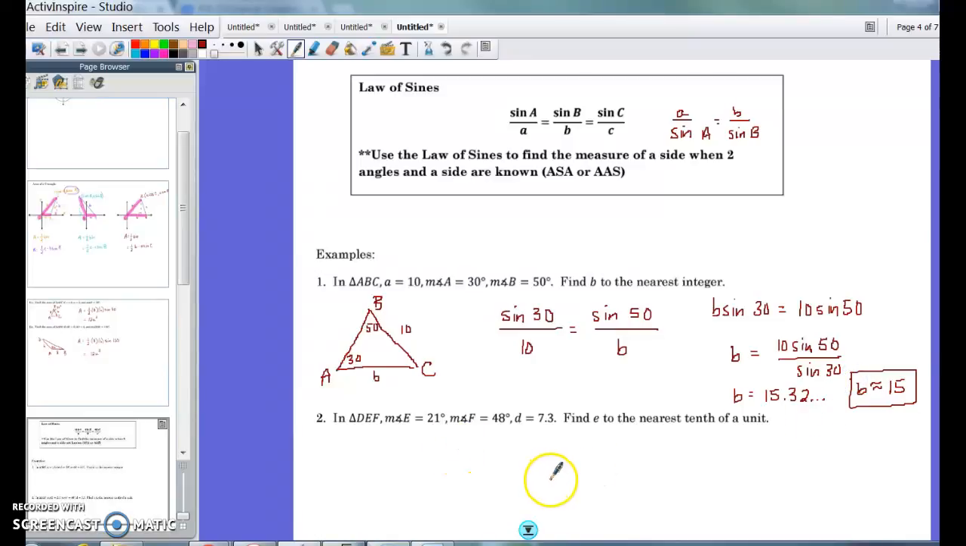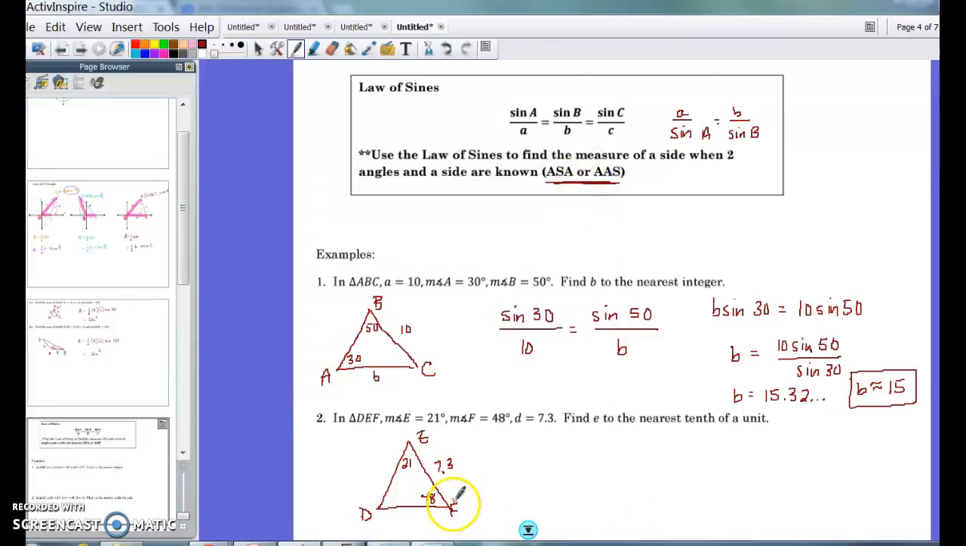Okay, in the second example here, it says find e to the nearest tenth of a unit. So here's my triangle. Again, draw yourself a picture. It's going to make your life so much easier. DEF. Angle E is 21. Angle F is 48. And side d, which is opposite angle D, is 7.3. So if you notice, in the first example we had angle, angle, side. In the second example, we have angle, side, angle. So we have two examples here showing these two cases.